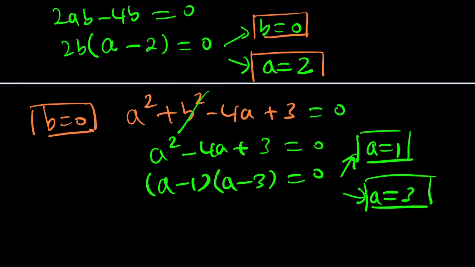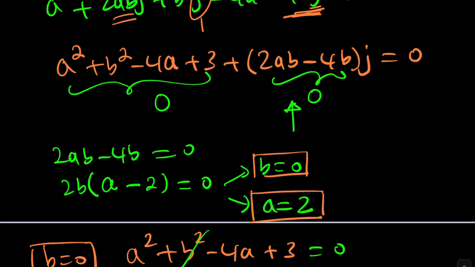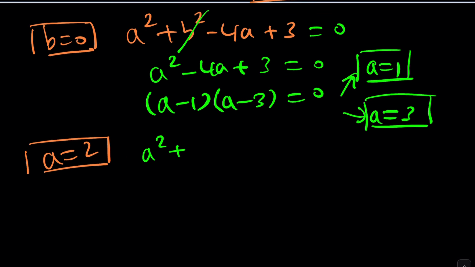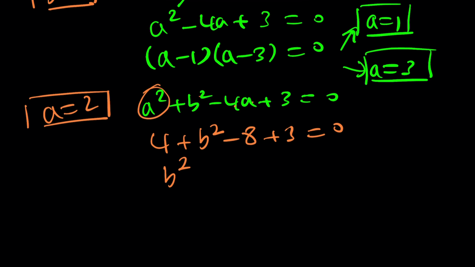So what happens if a is equal to 2? That's our second case. Now, if a is equal to 2, obviously you're going to plug it in again in this first equation, which is a squared plus b squared minus 4a plus 3 equals 0. If a is equal to 2, you need to replace a with 2. 4 plus b squared is going to stay. 4 times a is going to be 8, plus 3 equals 0. 4 plus 3 is 7, 7 minus 8, negative 1. So from here we get b squared minus 1 is equal to 0.